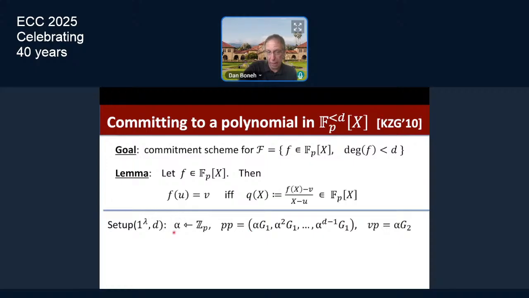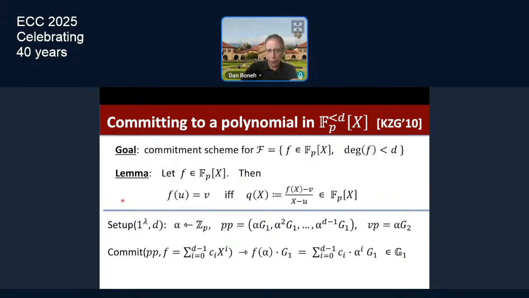And in addition, remember, there's this alpha here that's kind of secret, and the setup algorithm has to generate alpha and then throw it away. In the world of blockchains, this alpha is sometimes called toxic waste because we have to get rid of it and make sure that nobody ever knows what this alpha is.